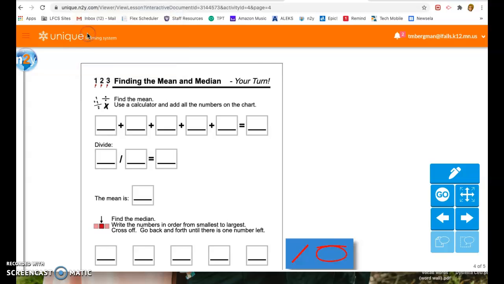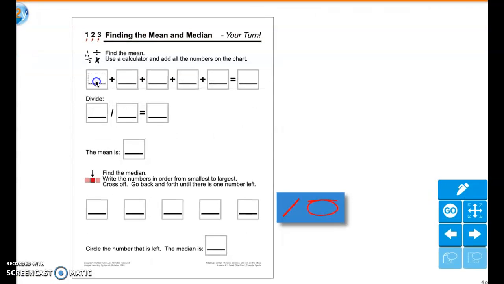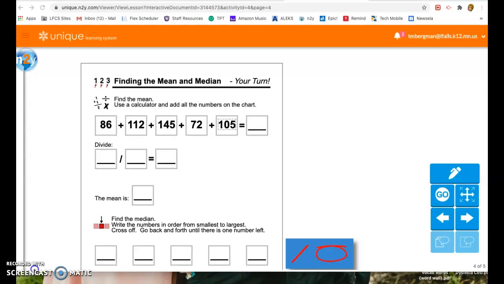It's a little bit larger again for us. Okay, so here are the numbers we're going to use. 86, 112. I'm not putting them in order from smallest to largest right now. All I'm doing is putting the exact numbers that were in our chart. And then you're going to add them all up. I got 520, so that number goes right here, 520.